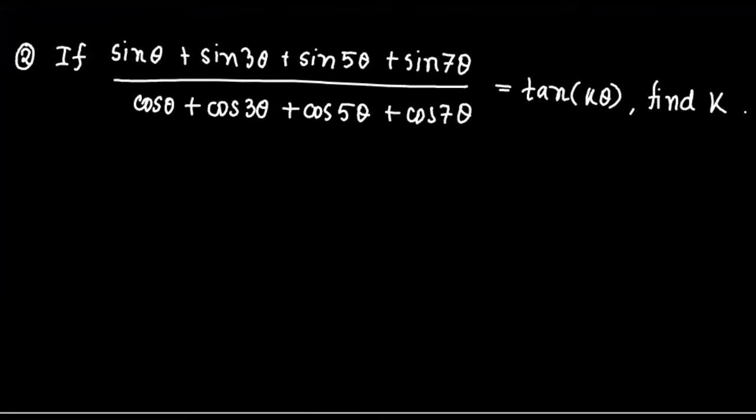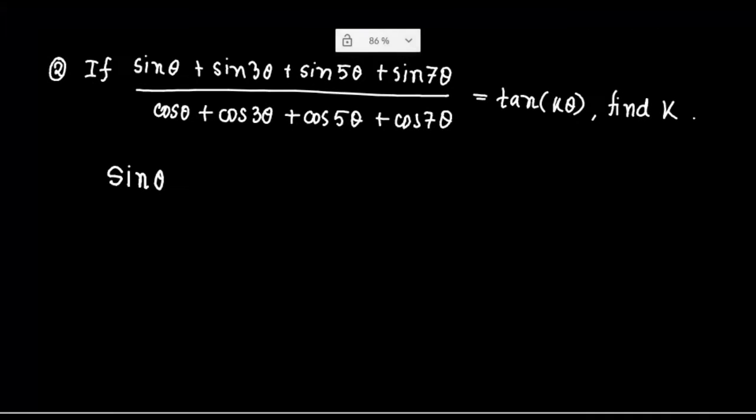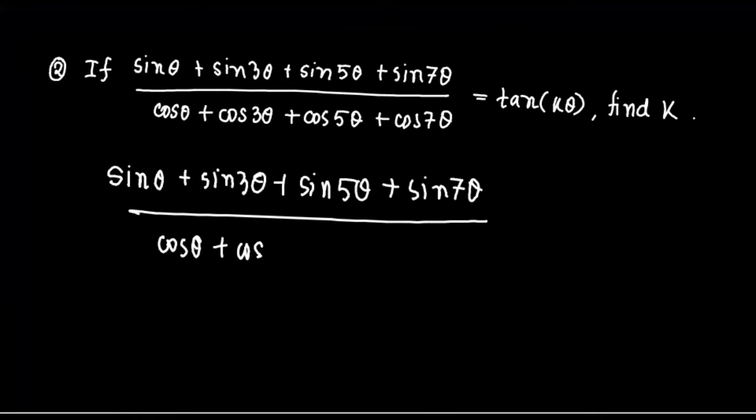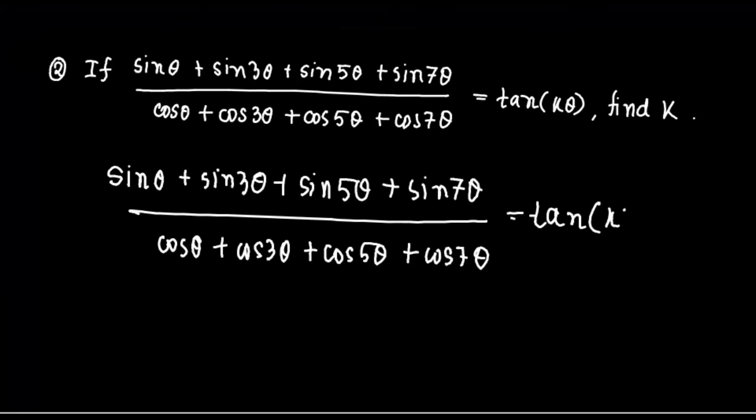So we have to find a value of k. Okay, so let us solve this one. It is given like this: (sin θ + sin 3θ + sin 5θ + sin 7θ) / (cos θ + cos 3θ + cos 5θ + cos 7θ) is equal to tan kθ.